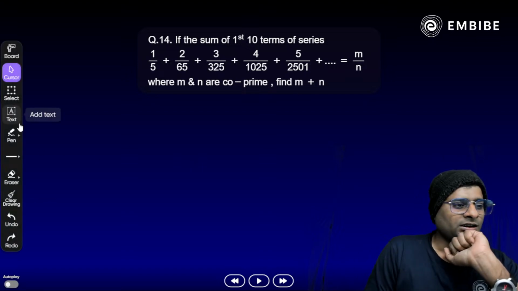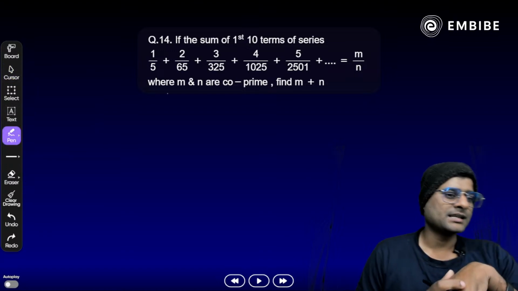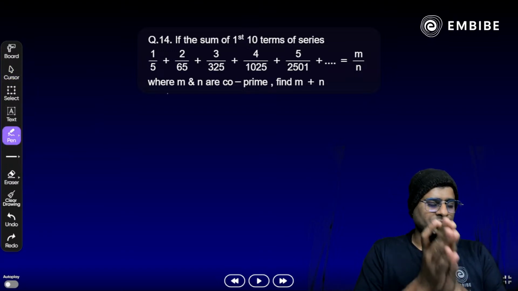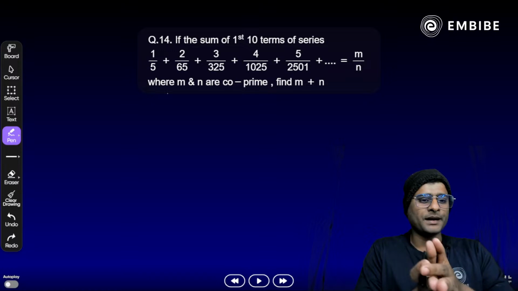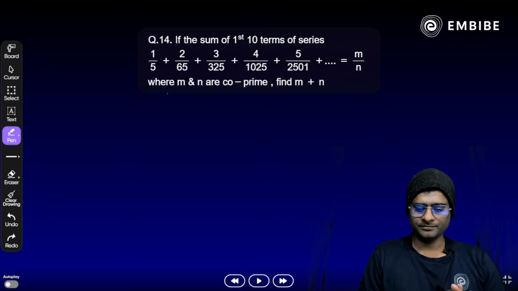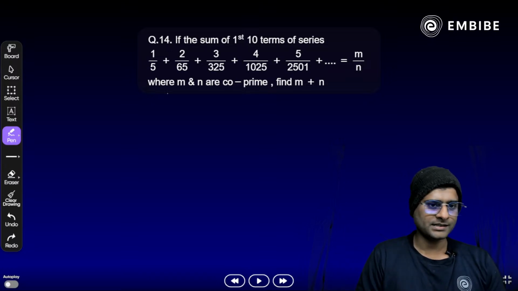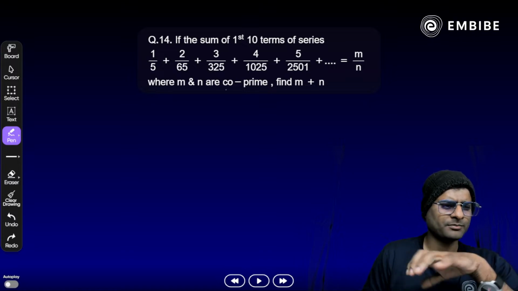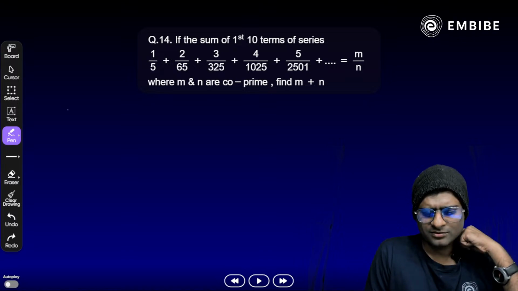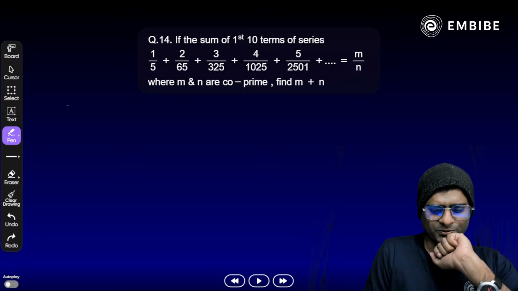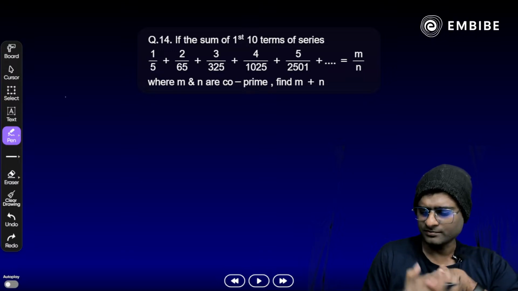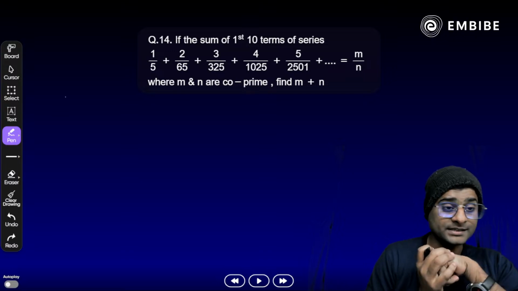Alright, so take a look at the next one here. If the sum of the first n terms of a series is given here, which is equal to m by n, where m and n are co-prime numbers, find m plus n here. So easy again. Yes, it's quite easy, simple, you people can do it. Okay, I can write the rth term for you, or you can do it. All of you, can you do this question? It is important, you can find m by n.